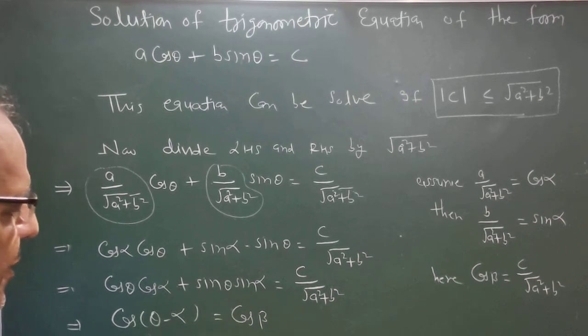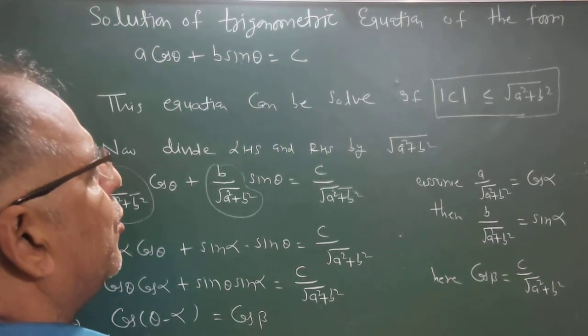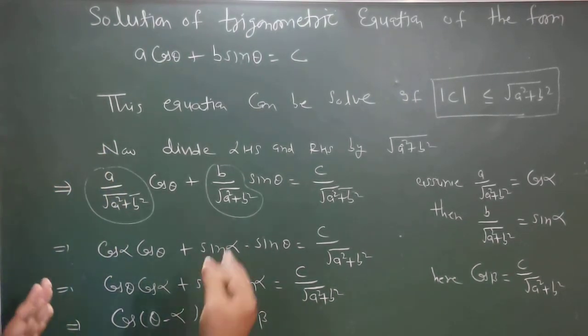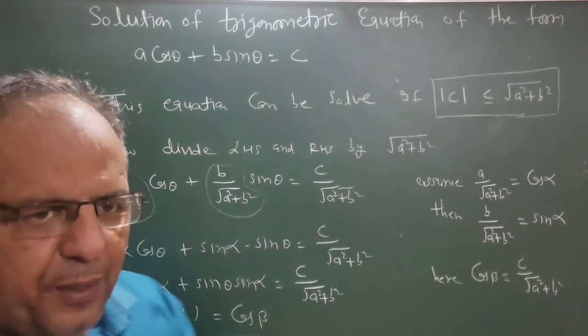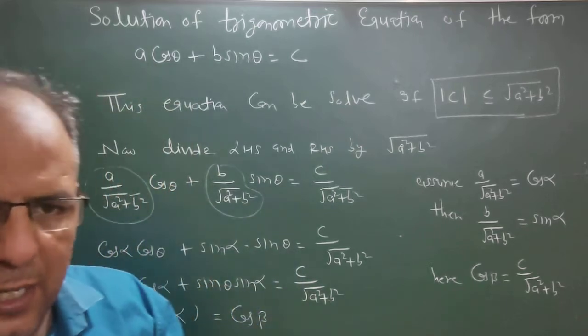So now apply the identity cos theta equal to cos alpha. We get the general solution of this type of equation. The left hand side may be converted into cos(a plus b), cos(a minus b), sin(a plus b), or sin(a minus b). Okay.